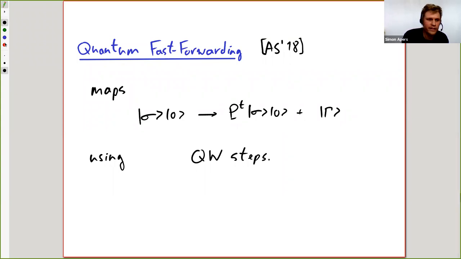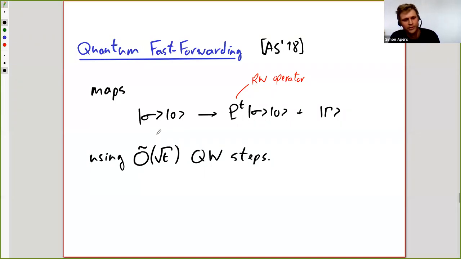Now notice that P is the random walk operator, so this is a classical operator. It's interesting that here we get a quantum state, but we're able to apply a classical operator on this quantum state. That's interesting, but also problematic for many reasons. In a lot of cases, though, it gives a very interesting object. And not only can we do that, we can do that in Õ(square root of T) quantum walk steps. I'm putting a tilde here just to be clear. Whereas a classical walk would take T steps to implement this operator, a quantum walk can do it in square root of T steps. So this is one technique.